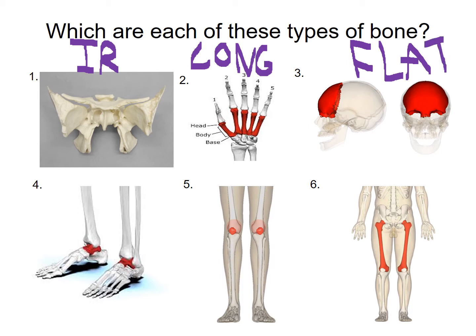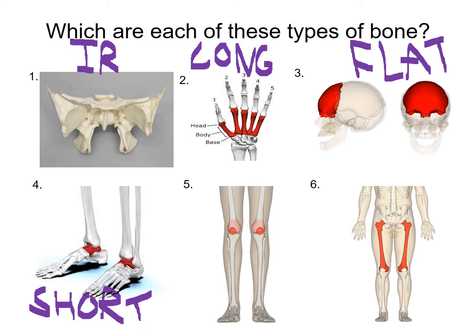Number 4, what bone are we looking at near that ankle joint? We're looking at the talus bone. And the talus bone, along with the calcaneus and the navicular and cuboid and all these other weird tarsal bones, are very, very short. They're cube-like, triangular-like. So anything in the wrist or ankle is going to fall under the short bone category.